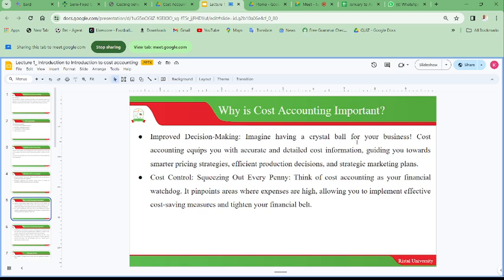So, cost control. Squeezing out every penny, think of cost accounting as your financial watchdog. So in this one, it means it pinpoints areas where expenses are high, allowing you to implement effective cost-saving measures and tighten your financial belt.